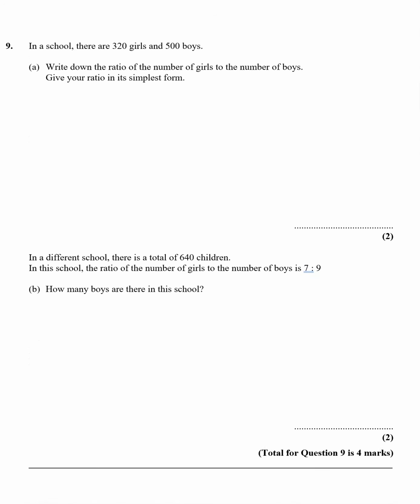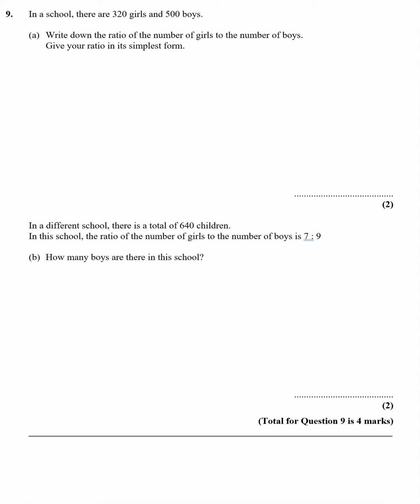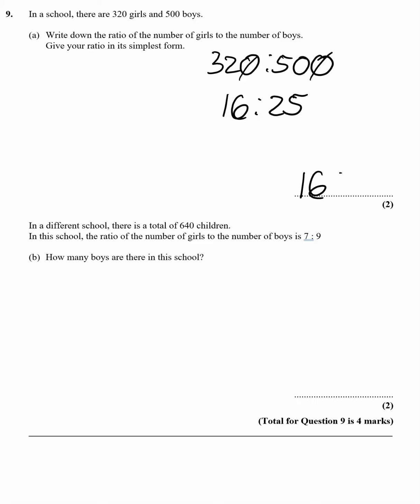Question 9. In a school, there are 320 girls and 500 boys. Write down the ratio of the number of girls to the number of boys. Well, that's quite straightforward, but then it wants us to simplify. So let's divide by 10, makes it a bit more straightforward. They're both even, so we can go 16 to 25, and there isn't a number that goes into both of those. So your final answer, 16 to 25.